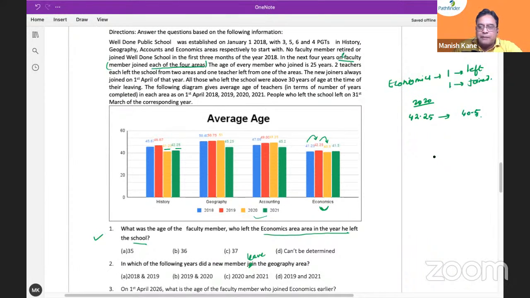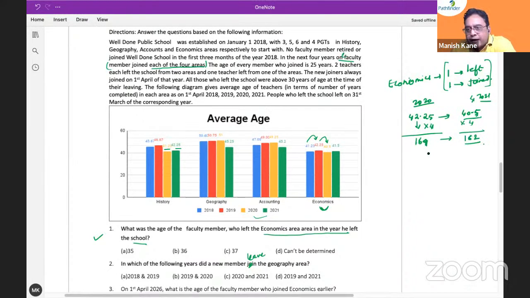So let us see what has happened in these 2 years. In economics, how many faculty members are there? There are 4 faculty members. So what is the sum of all ages in year 2020? I just have to multiply this by 4: 169 is the sum of all ages in the year 2020. And since one left and one joined, the number of people remains the same, 4. So what is the sum of ages in the year 2021? 40.5 into 4, so 162.